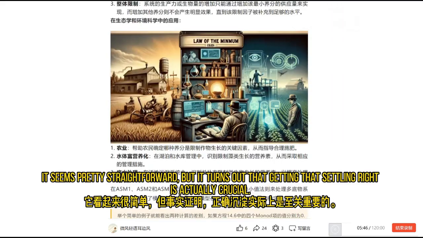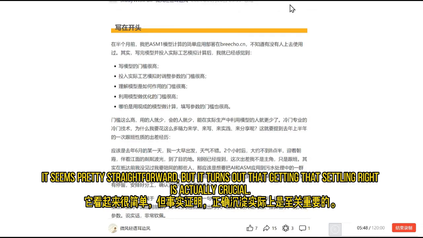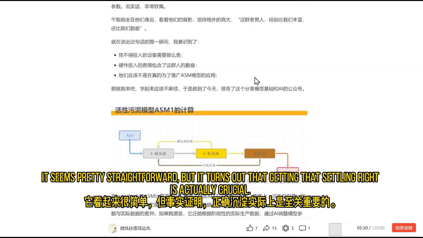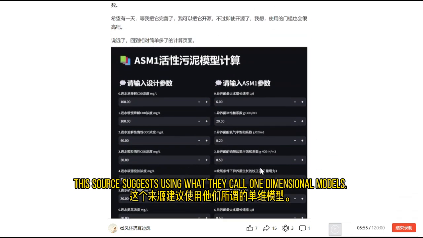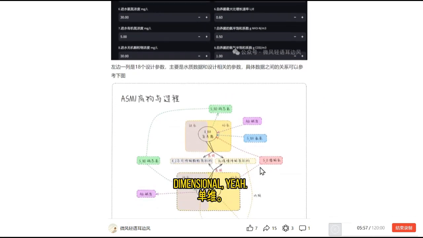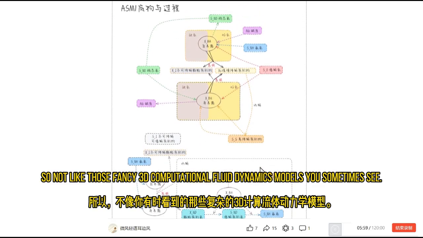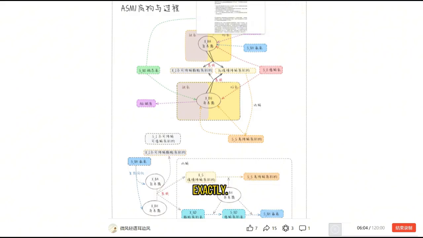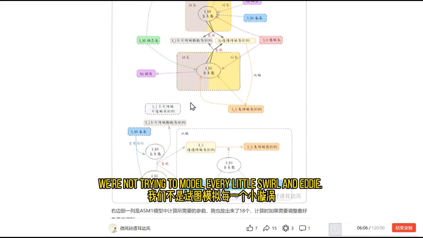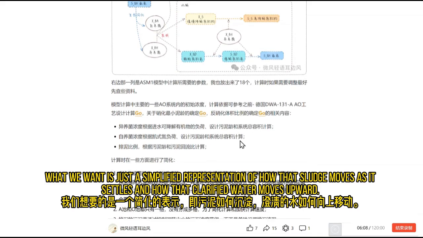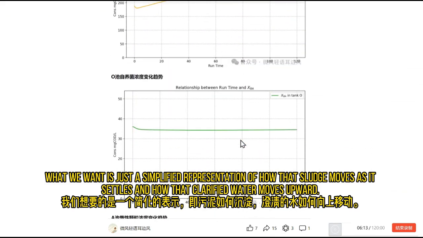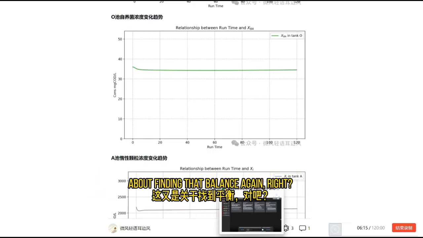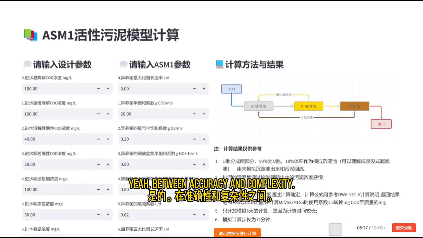Like, what's so complicated about that? Well, you're right. It seems pretty straightforward, but it turns out that getting that settling right is actually crucial. And this is another area where modeling comes in. This source suggests using what they call one-dimensional models. So, not those fancy 3D computational fluid dynamics models. Exactly. We're not trying to model every little swirl and eddy. What we want is a simplified representation of how the sludge moves as it settles and how the clarified water moves upward. So it's about finding that balance again, between accuracy and complexity.